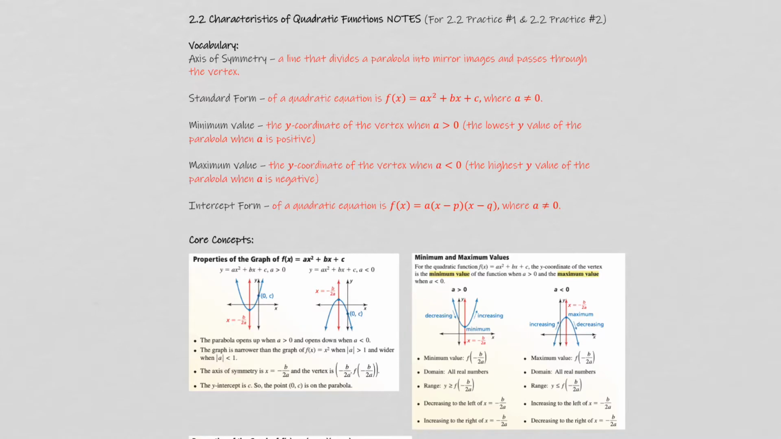This is the first video for 2.2 part 2. Last time we talked about graphing quadratics and using their axis of symmetry and identifying the vertex. So you should now be able to put a quadratic on a graph and then state its vertex and its axis of symmetry. Today we're going to talk about its max or min value.